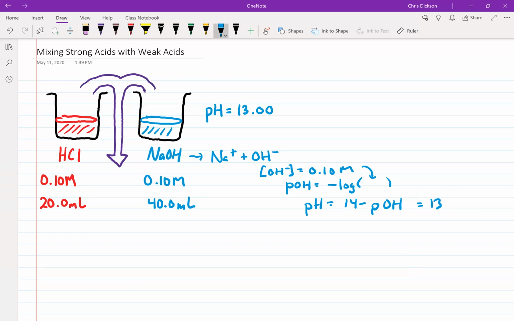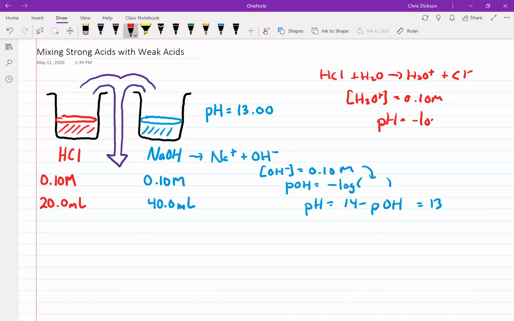And then, of course, HCl is a strong acid. Strong acids, when they react with water, ionize 100%. So you would get 100% conversion to hydronium and chloride ions. The concentration of the hydronium ion in this beaker would be 0.10 molar. So to find the pH, we would take the negative log of that number, which gives us a pH equal to 1.00.